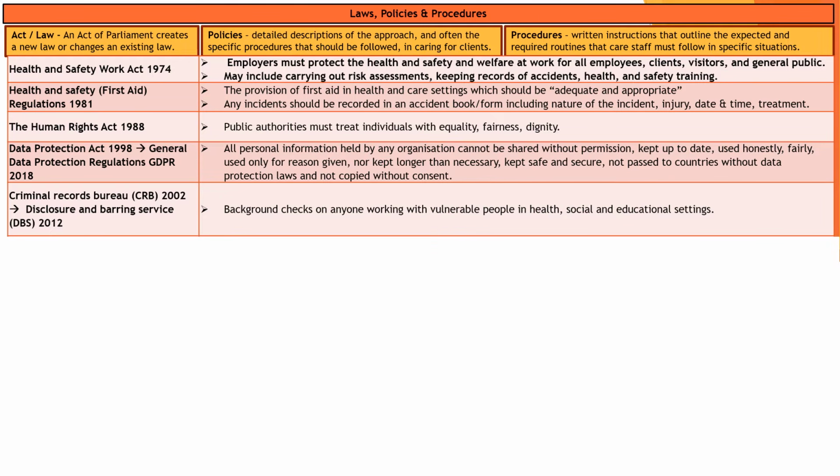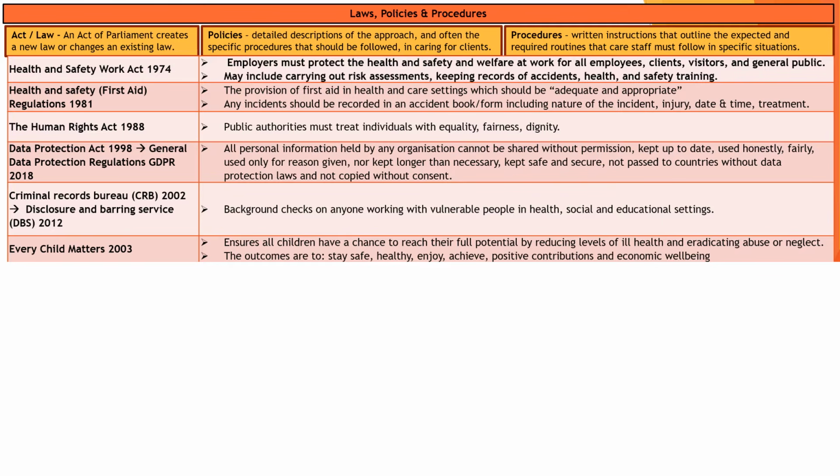The CRB, or Criminal Records Bureau checks, which were introduced in 2002, were replaced in 2012 by the Disclosure and Barring Service, or DBS. Essentially, organisations have to run a background check on anyone working within them, more so to do with people in vulnerable positions or in health or education. And generally in healthcare settings, most professionals, most people working within them, will have this check completed.